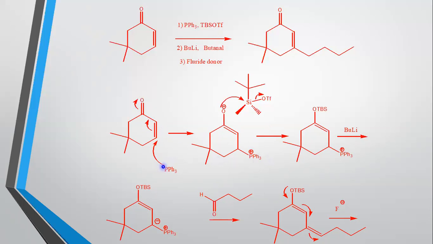It uses its own lone pair of electrons, makes a bond with this carbon, and this pi electrons would come here, and this will be O minus. Once this is formed, this O minus enolate will be trapped by this tertiary butyl dimethylsilyl triflate in this fashion. Electrons will go here on silicon, and this OTf will be left as OTf minus. Once this is formed, now this butyl lithium, a strong base, would abstract the acidic proton here and generate the anion. Once this is formed, this is a good substrate.